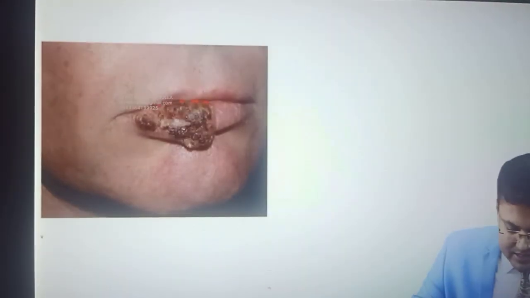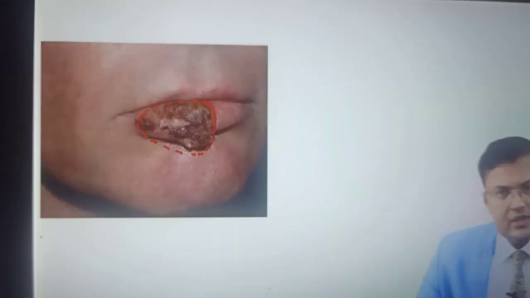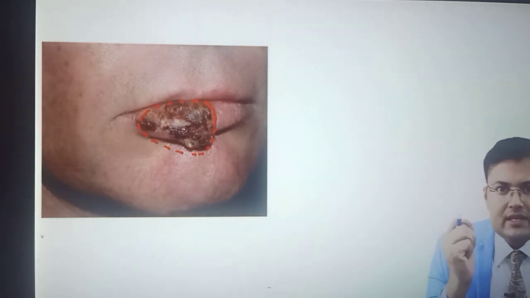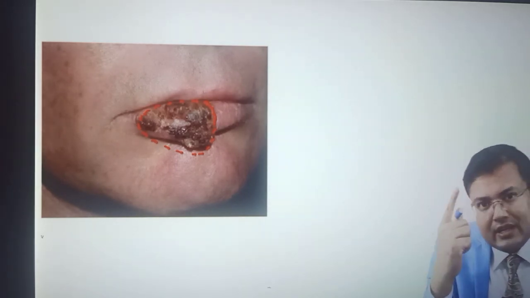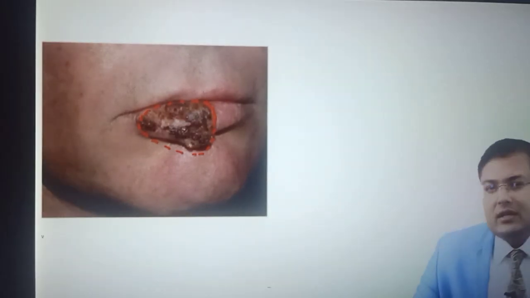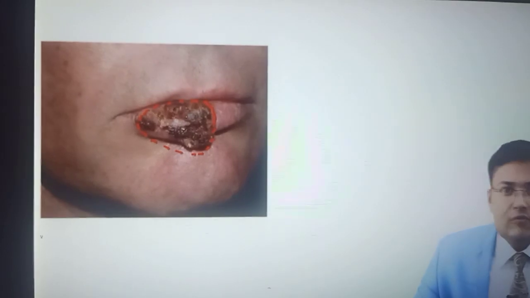In this patient, you can see that the carcinoma is present over the lower lip. Generally in the lip, the most common site of carcinoma is the lower lip. Why? Because the lower lip is more everted and exposed to sunlight, so there is greater exposure to ultraviolet radiation. This carcinoma of the lip is also more common in males. Why? Because males are involved in outdoor activities.